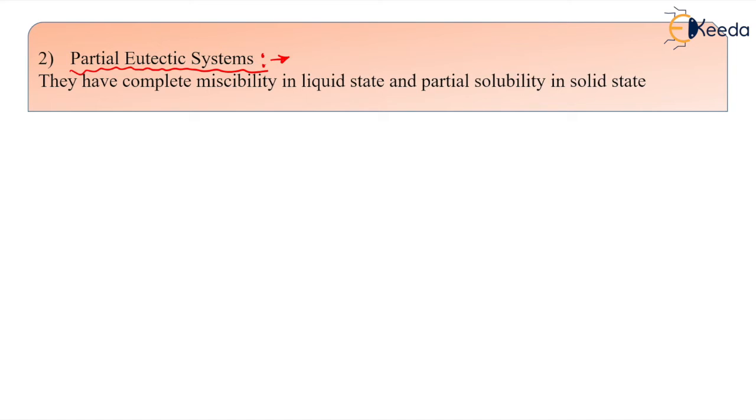Here these two elements have miscibility in the liquid state and partial solubility in the solid state. Meaning in liquid they are completely miscible, but in solid state they are somewhat soluble. So this is the partial eutectic system. We have written the definition here. They have complete miscibility in the liquid state, but partial solubility in the solid state. So this is the partial eutectic system, the second kind of the eutectic system.